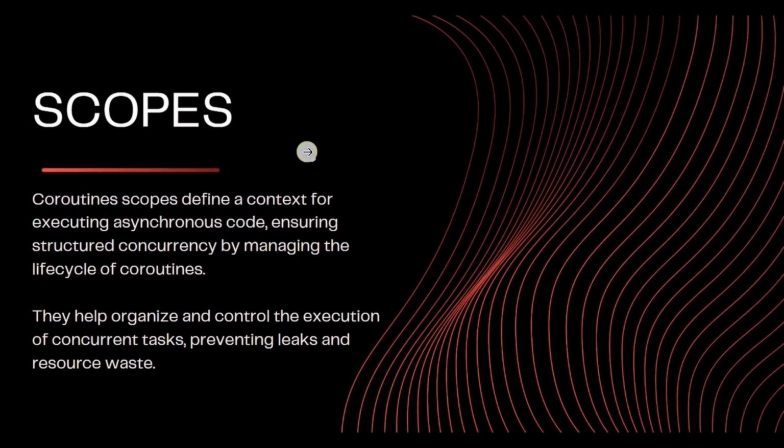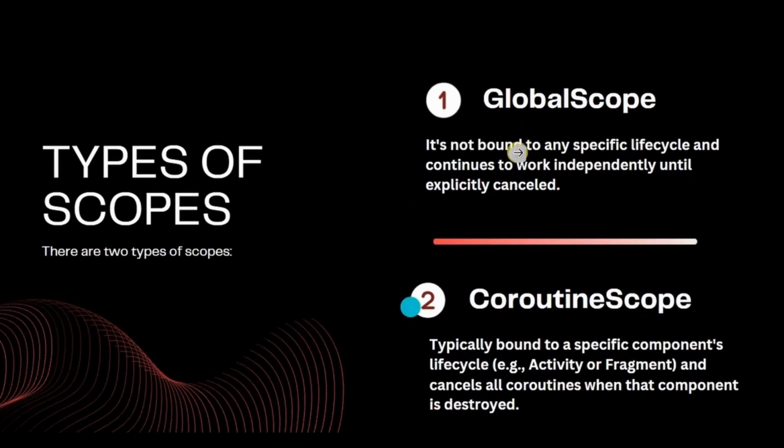Scope basically determines the lifetime and behavior of coroutines by executing asynchronous code. Now what is asynchronous? Asynchronous in coroutines means that the task can be executed at the same time without blocking the main thread. Got it? So we have two types of scope. First is global scope and second is coroutine scope. You can use any scope based on your requirement.